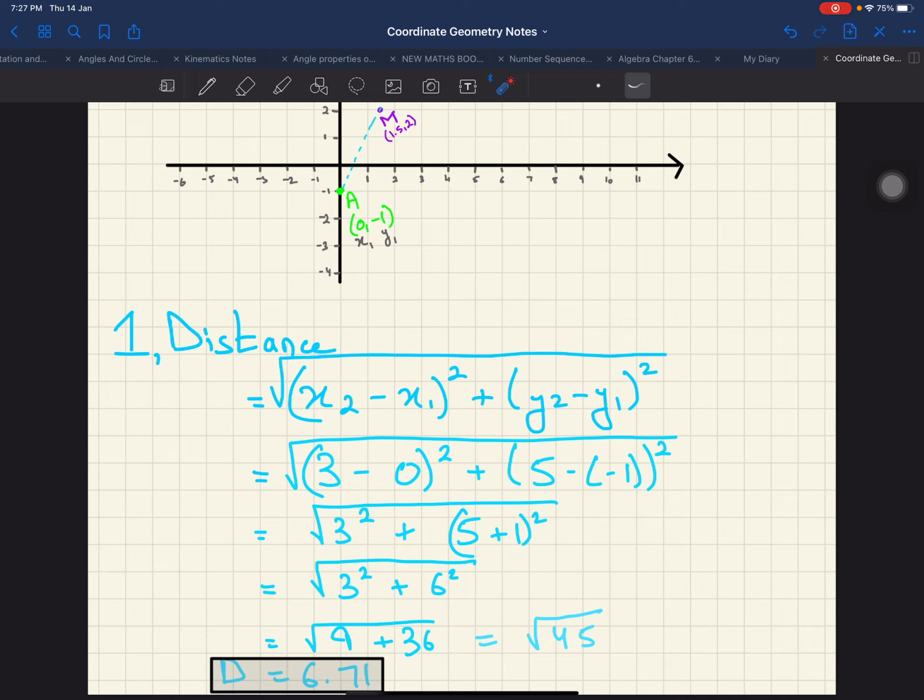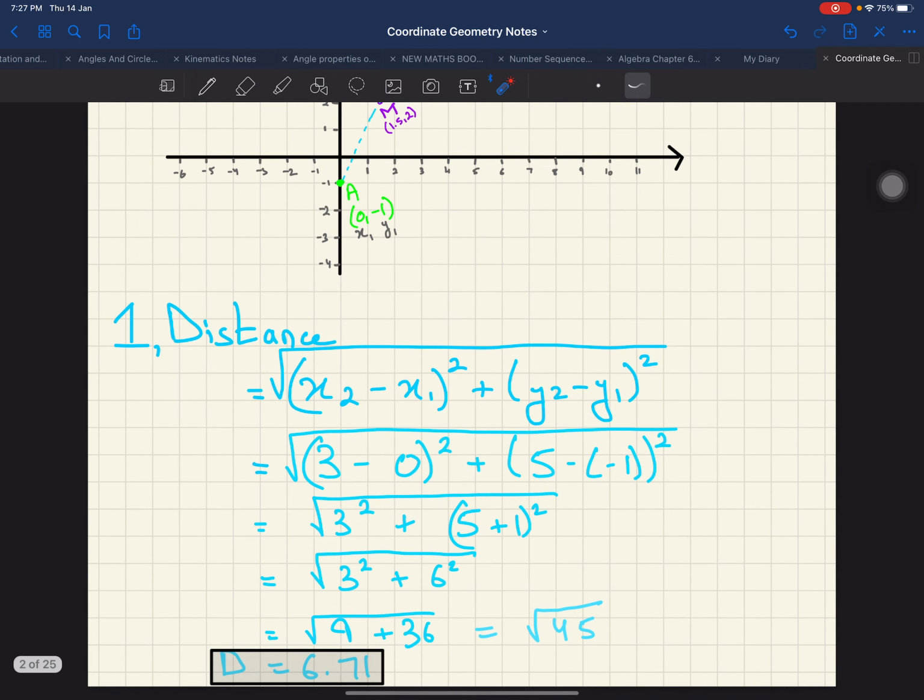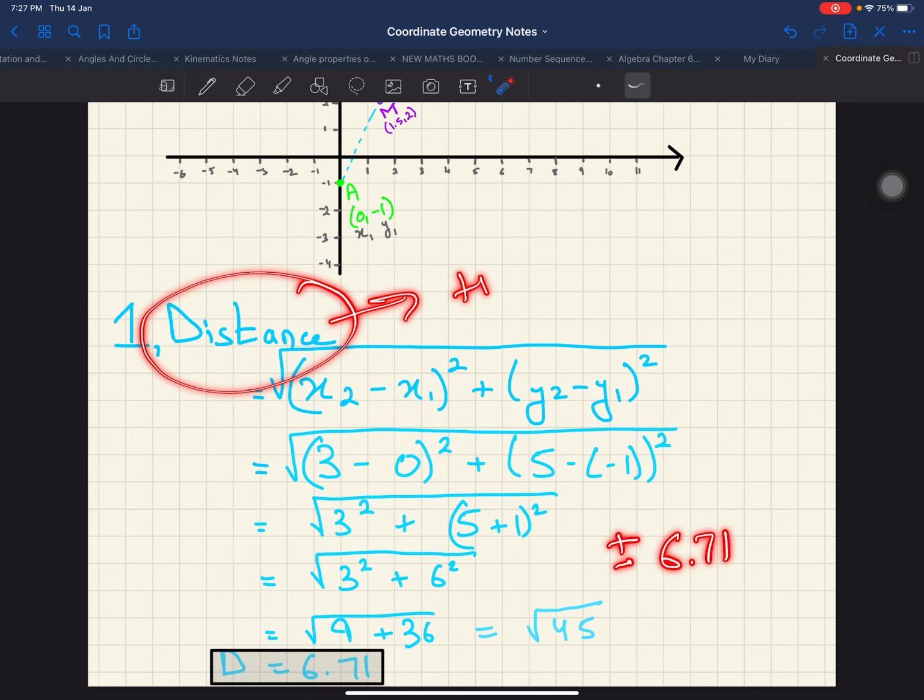So after this, it becomes 6 square plus 3 square. 3 square is 9, and 6 square is 36. So the answer will be square root 45, and when you take out the value from the calculator, it will be 6.71. Now here is one more important thing. After taking the square root, the answer could be 6.71 plus or minus, but we are ignoring the minus sign. Why? Because distance will always be positive. That's a major difference.